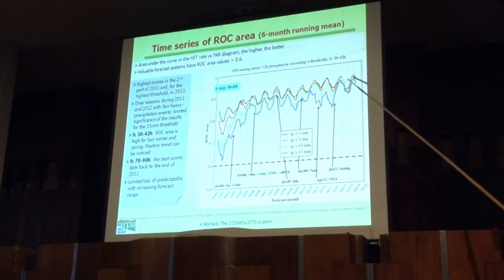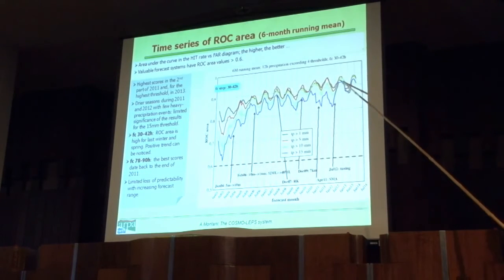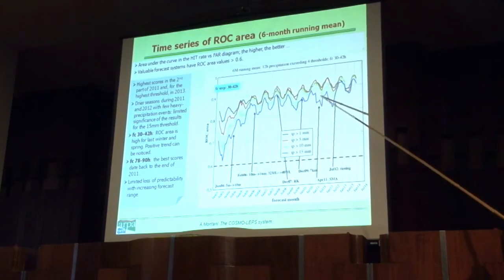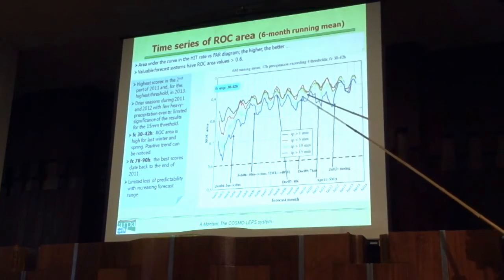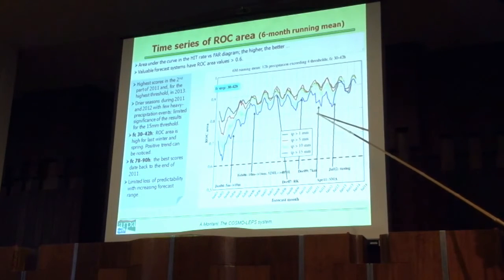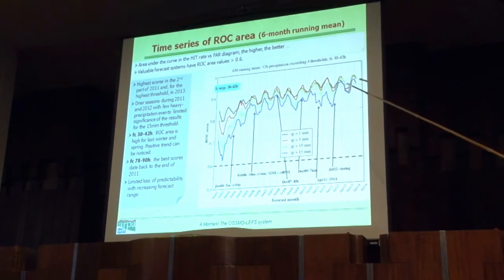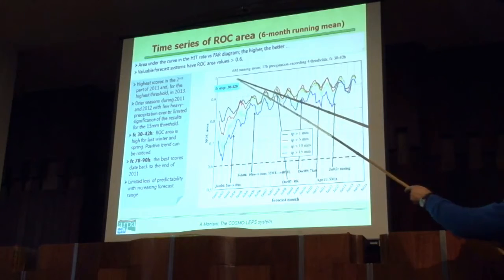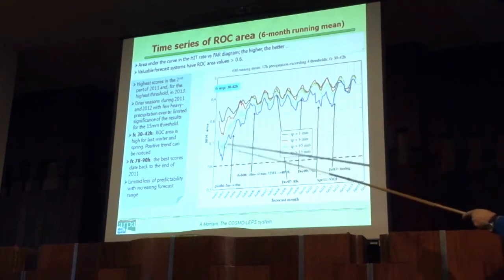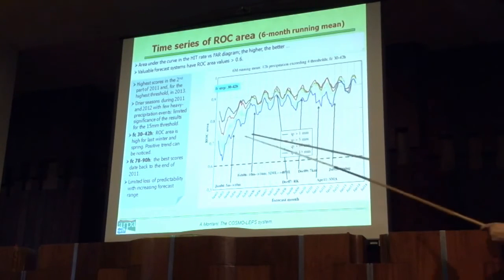When the season is very, very wet, the lines are very close. When the seasons are very, very dry, you can see a jump because there is little significance of the result for the 15 millimeter threshold. It can be either good or bad, but may not imply a true skill of the system. So here I made a 6 months running mean to have the scores a bit more readable.